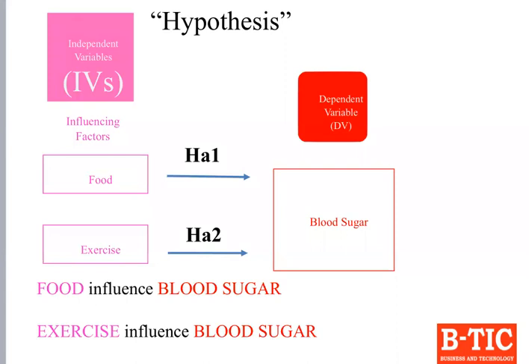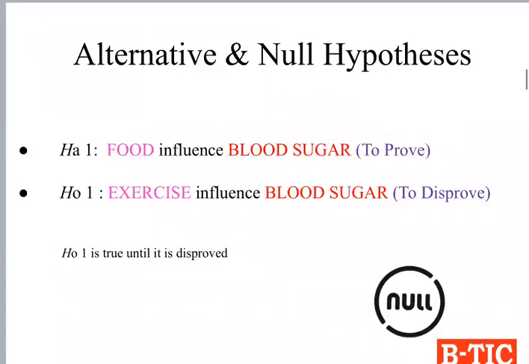Now, let me talk on this one here. So I said there are two types of hypotheses. One is alternative and the other one is the null hypothesis. Let me explain this to you. We write these alternative hypotheses as HA1, H alternative one. If you have many, HA1, HA2, HA3, things like that. And the null hypothesis, we write them like this: HO1, HO2, HO3.